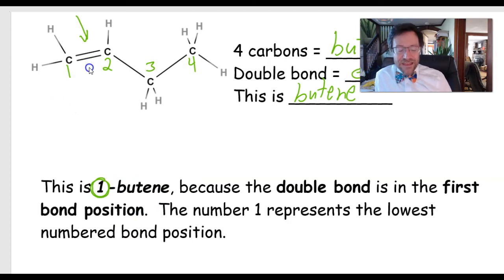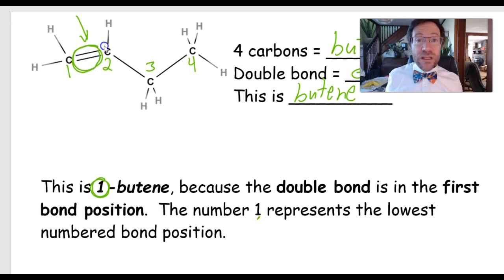in the first bond position. It's way out at the end, right? So the number 1 tells us where it is, and we really need to know that, because if the double bond is here, way at the end, that makes it really, really reactive. In other words, it'll react like crazy.